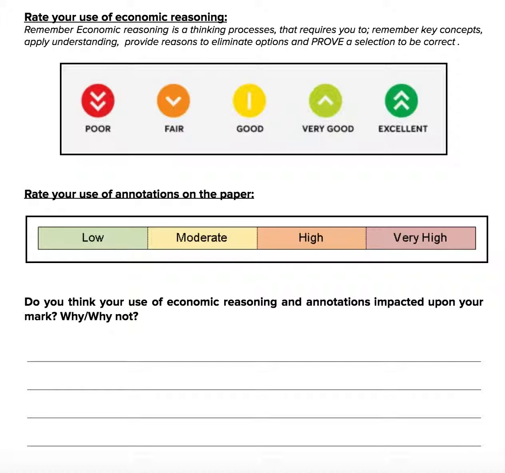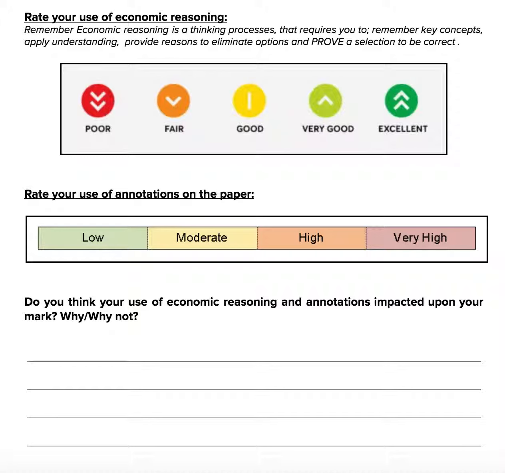The second thing that I want you to rate yourself on is having a look through your question paper, not your answer sheet, but your question paper. Have a flick through now. So hopefully you're doing that. If not, hurry up. You then need to think about how well did you use annotations.